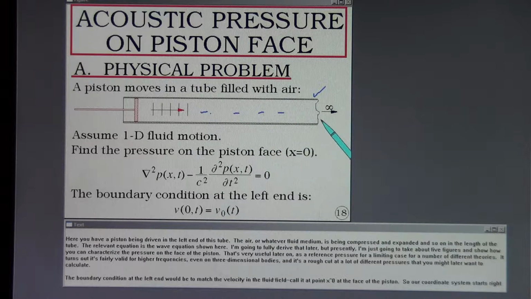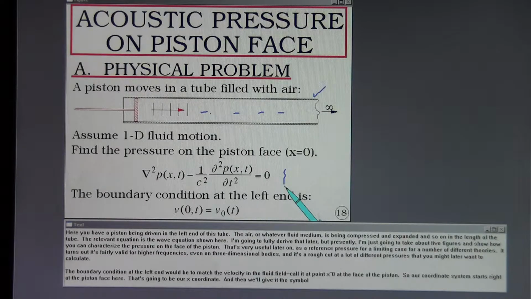The relevant equation is the wave equation shown here. I'm going to fully derive that later, but presently I'm just going to take about 5 figures and show how you can characterize the pressure on the face of the piston. And that's very useful later on as a reference pressure for a limiting case for a number of different theories. It turns out it's fairly valid for higher frequencies, even on three-dimensional bodies, and it's a rough cut at a lot of different pressures that you might later want to calculate.